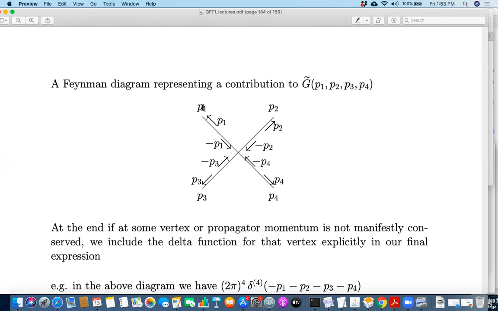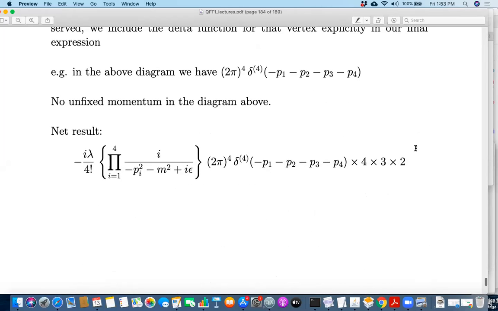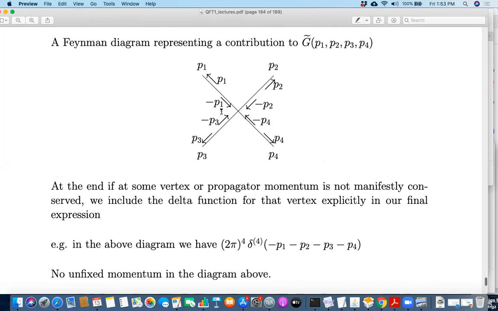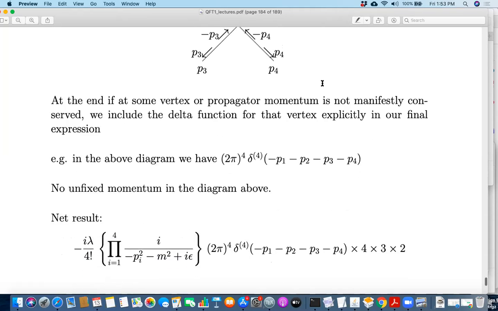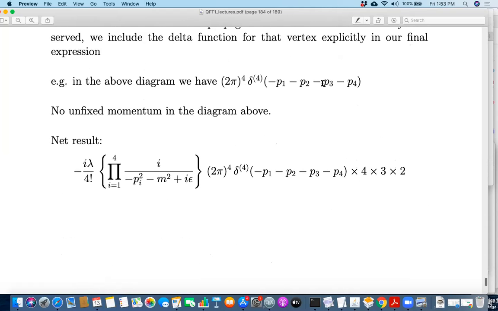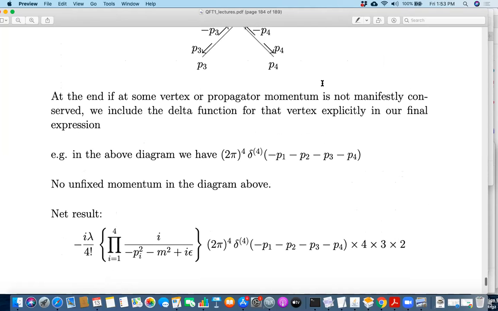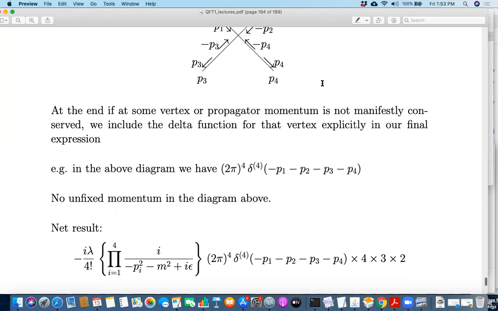And that comes because the 1 can connect to this vertex in 4 ways, then 2 can connect in 3 ways, 3 can connect in 2 ways, and then the 4 has no choice, it connects to the remaining. So that's 4 times 3 times 2. So this is the complete expression in momentum space for this diagram, for this contribution to the momentum space Green's function, to this object. Are there any questions on this? Is this procedure clear?